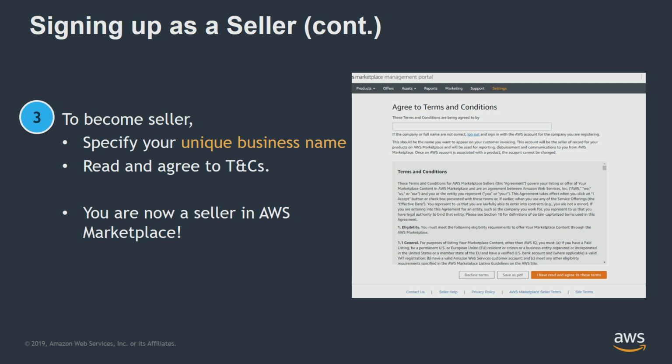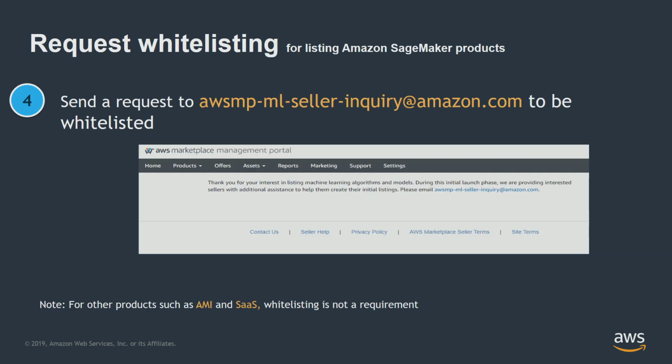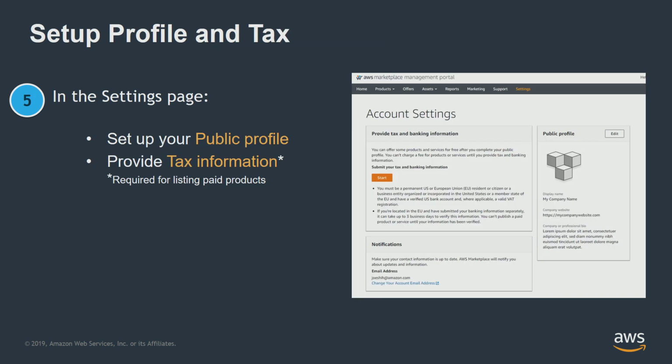So that was pretty quick. But there's one more step you need to do if you want to sell machine learning models on AWS Marketplace, delivering via Amazon SageMaker. You'll need to send a request to the team to get you whitelisted. It'll take about one or two business days, and that'll get you whitelisted and ready to sell.